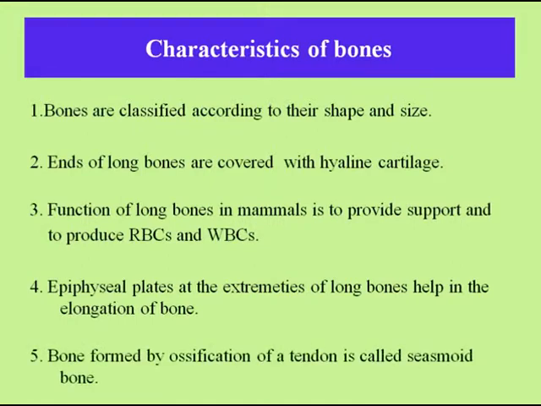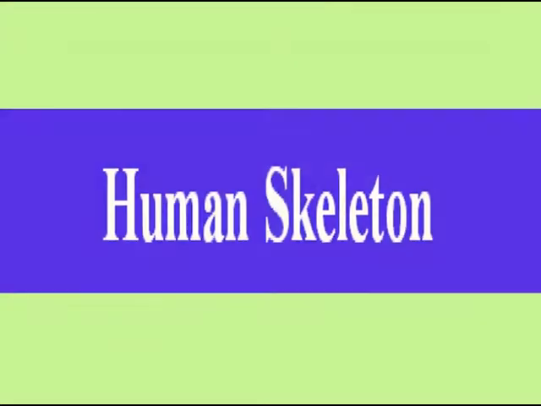Next, bone formed by the ossification of a tendon is called sesamoid bone. What is ossification? You can also say osteogenesis. So ossification and osteogenesis are synonyms. Ossification is the process of laying down new bone material by cells called osteoblasts. It is a synonym for bone tissue formation. And sesamoid bones are short bones embedded within a tendon or joint capsule, for example the patella. Its purpose is to alter the angle of insertion of the muscle. So these are the characteristics of bones.